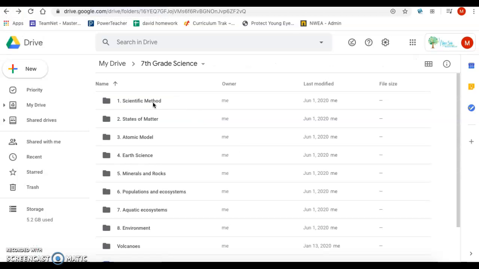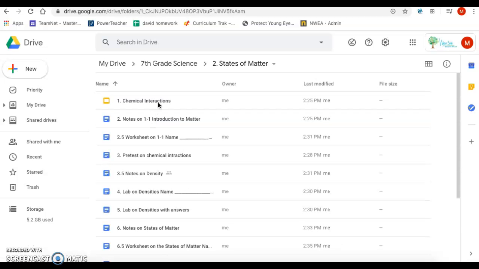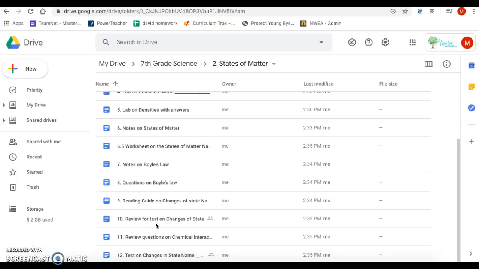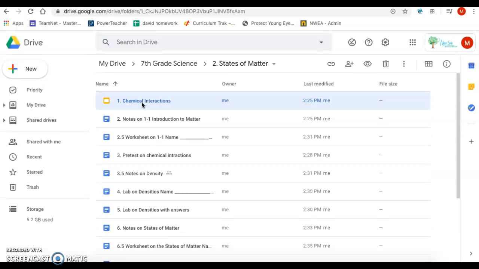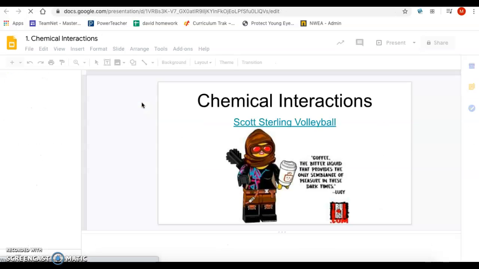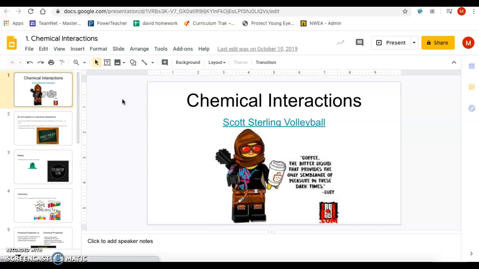We've done scientific method for 7th grade. We're going to jump now into states of matter. Okay, got everything ordered here for you. Basically, going to take a look at this and then run down the docs that I have. Starting chemical interactions, starting with atoms and stuff like that.